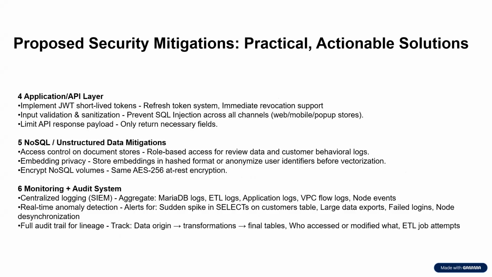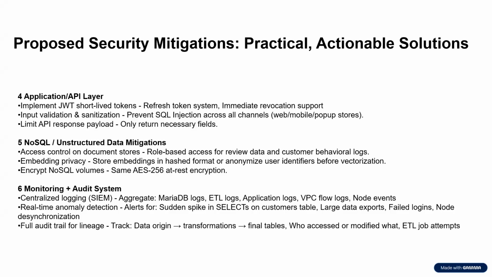Then we have some NoSQL or unstructured data mitigations, that is RBAC that I just told you. Then embedding privacy, that is, store embeddings in hash format, again like encrypting it, or anonymize user identifiers before vectorization so that the data is safe.